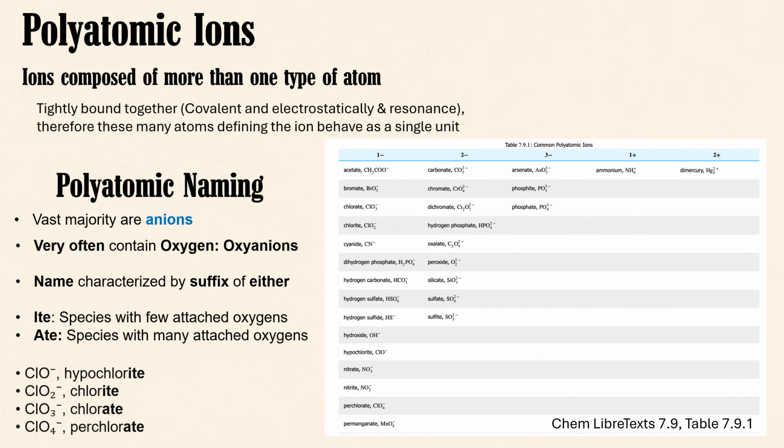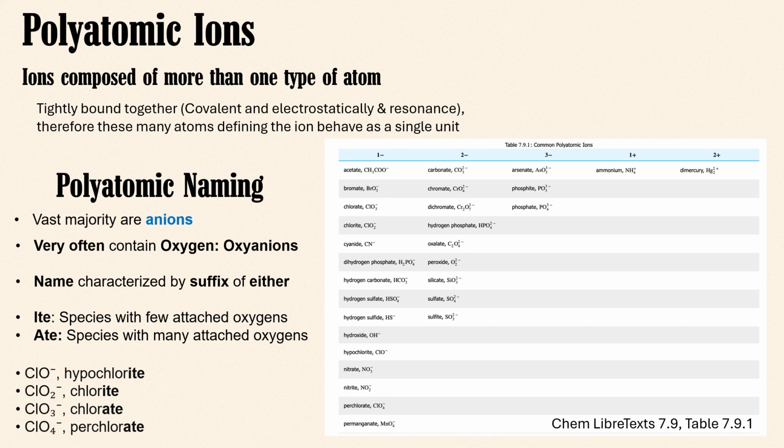Polyatomic ions are again named a bit differently. Polyatomic ions are composed of more than one type of atom, and are tightly bound together. A vast majority of polyatomic ions are anions, and very often these anions contain oxygen. Oxygen-containing polyatomic anions are oxyanions. Oxyanions are given the suffix of either "ite" or "ate", dependent on how many oxygens are attached to the molecule. If an oxyanion has few oxygens attached to it, it might get the "ite" suffix. Whereas if it has many oxygens, it's more likely to get the "ate" suffix. So some examples of this might be hypochlorite or chlorate.